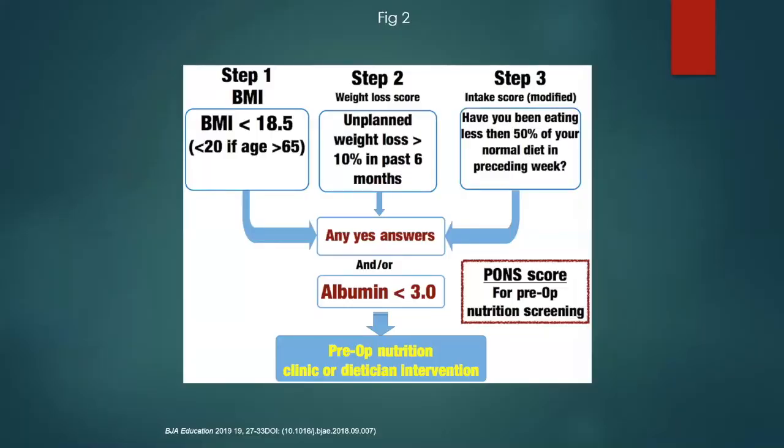So this is a very simple sort of flow chart to find out if someone needs nutritional optimization. Anyone who has got a BMI of less than 20, 18.5 is possibly a bit old-fashioned, so I would ignore that. Maybe BMI of 20, anyone less than a BMI of 20, or anyone who has lost more than 10% weight over the last 6 months, or anyone who is eating less than 50% of normal. Check their albumin. If their albumin is less than 3 or less than 30, depending on your unit, they will need some form of nutritional optimization.